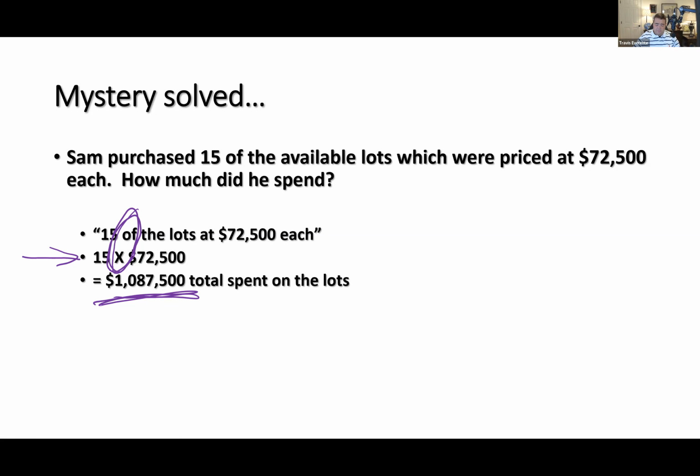And if I type 15 times 72,500, I get $1,087,500. There's my final answer. And it all came simply because I knew that word of. Now, I understand logically you might have known how to do that anyway, but I just want to show you that if you get stuck on a question, you're like, I don't know if I multiply or if I divide or add, or I don't know what to do. Look for your words. Is the word of in there? The word of is in there. That's a pretty good sign that you need to be multiplying.